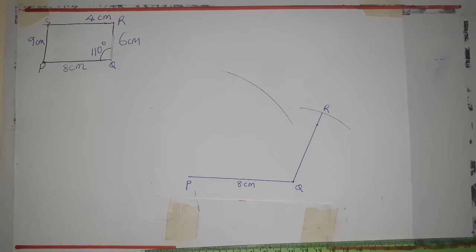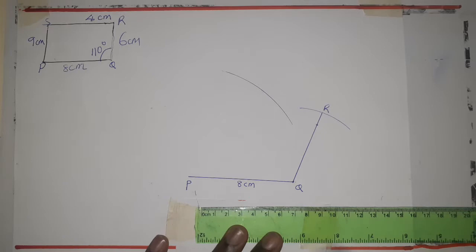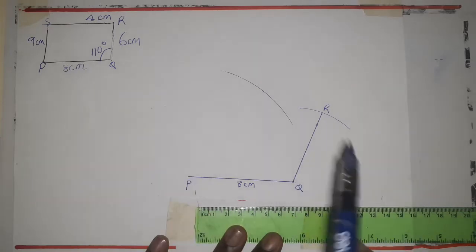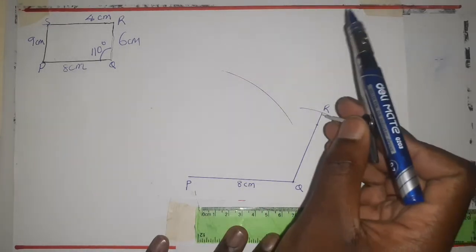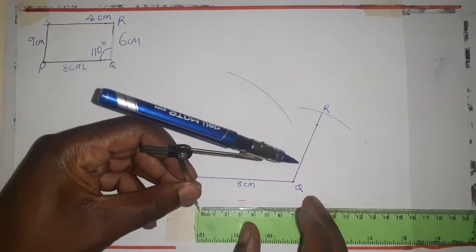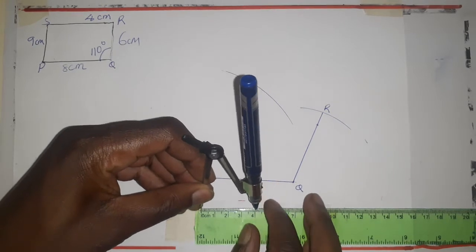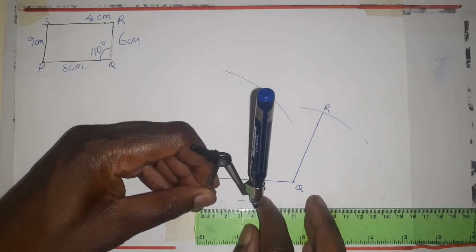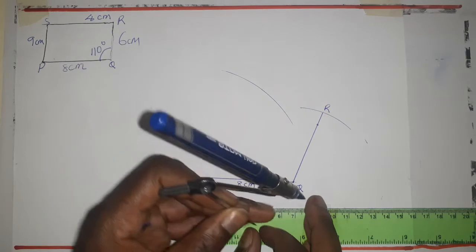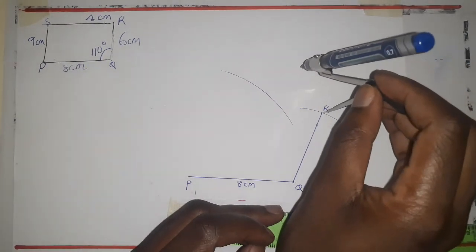So let's continue. These things are very simple. Okay? So now we get the measurement for RS. From R to S, it's 4 centimeters. So we get 4 centimeters. This one. This is my 4 centimeters. Are we together? Oh, yes, yes, yes, yes. I'm answering on your behalf because you're not answering.